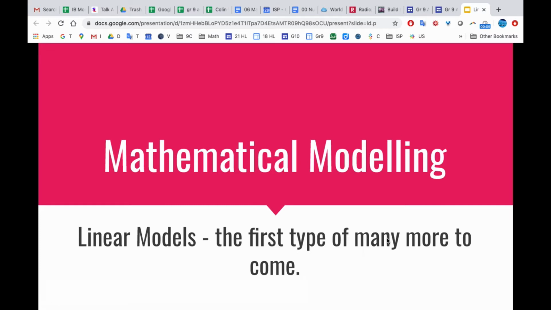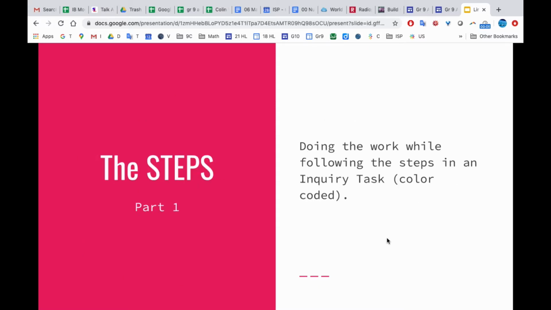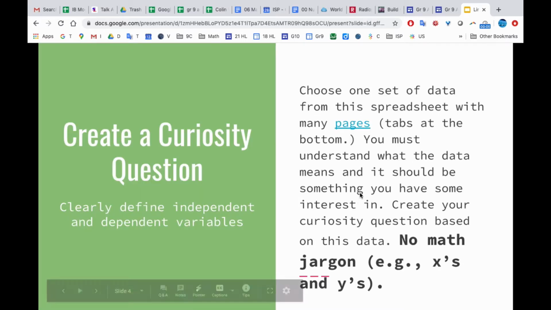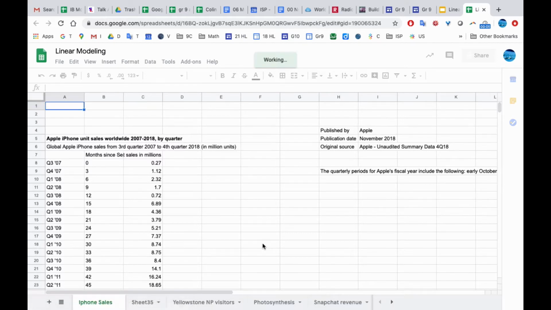Okay, so last class, we went through this first little bit. We read our task, the fact that we're going to create a question of some kind on a data set that you have. And here are the steps for the math. And then we opened up these pages here. And then everyone came along and chose a data set.